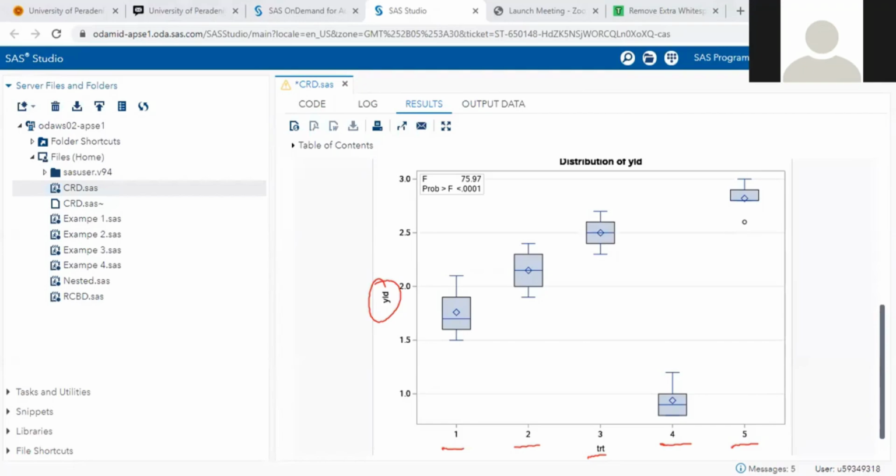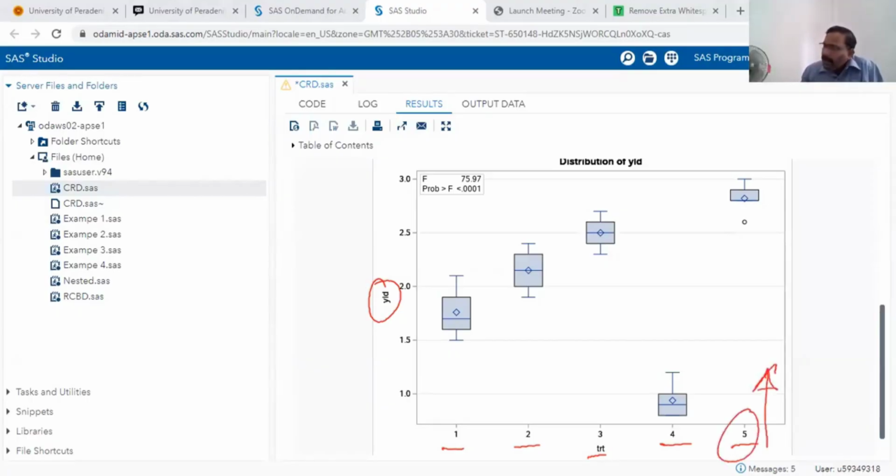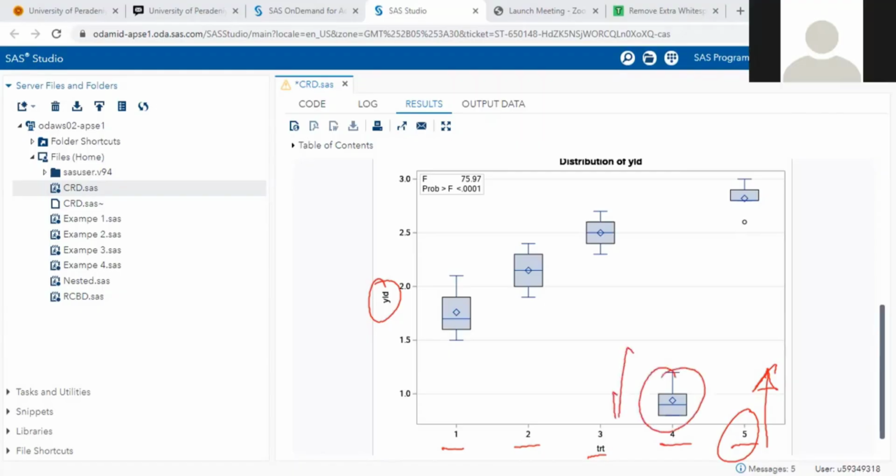Fifth one. Which treatment is giving high yield? Fifth treatment, yes, good. So the fifth treatment is the one giving high yield. Similarly, which treatment is giving the very low yield? Fourth treatment. This is the fourth treatment giving the very low yield. So you can visually see this.